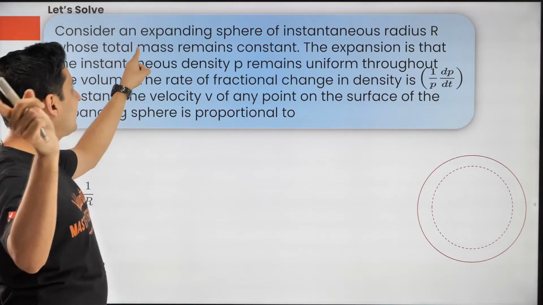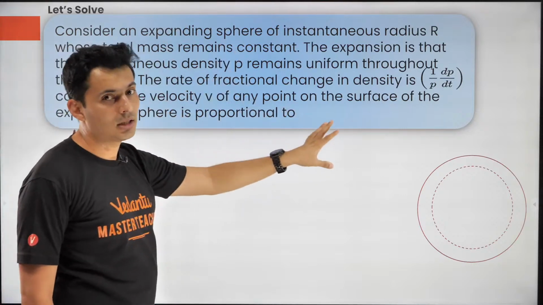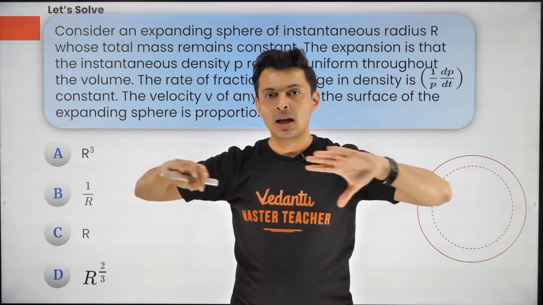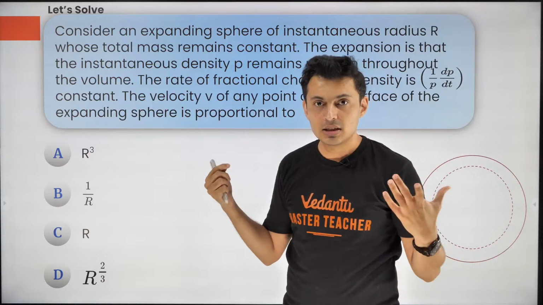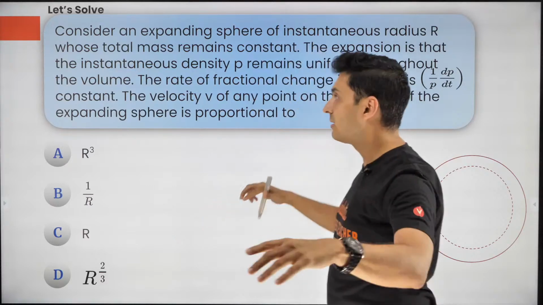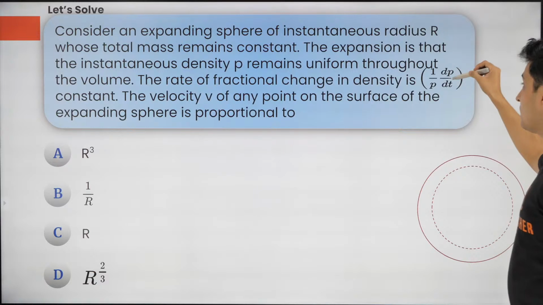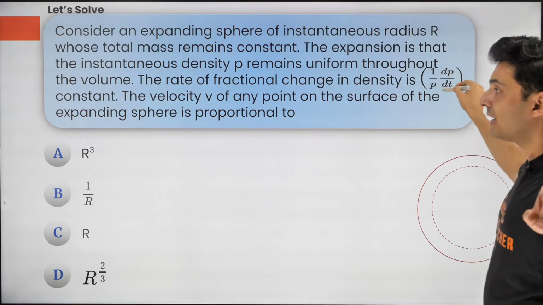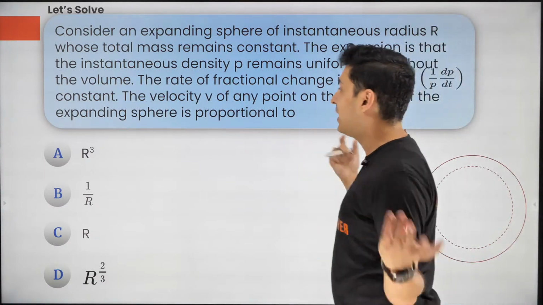Don't lose hope. Consider an expanding sphere of instantaneous radius r whose total mass remains constant. Imagine a sphere whose mass is constant, but somehow, for some reason, it is expanding. And the density throughout is the same, but obviously the value of the density will change, but wherever you go, it is uniform. So it's a uniform sphere which keeps expanding. The mass remains constant. Even this term is constant: the rate of change of density, 1 by rho, where rho is density, into the rate of change of density, that value remains constant. Then the velocity of any point on the surface of the expanding sphere is proportional to.